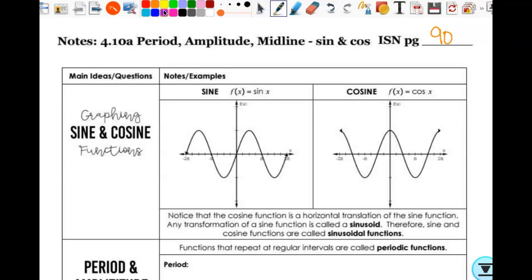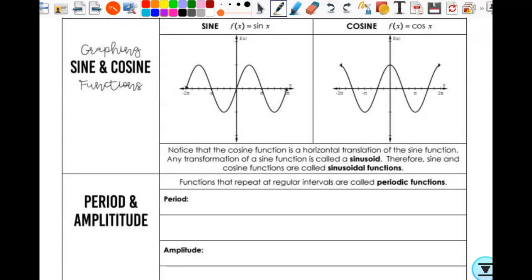And that sine and cosine, same graph, it's just that cosine is sine shifted over to the left a little bit, right? Pi halves to be exact. So they're both sine waves, like we talked about yesterday, even though one is called cosine, and it goes on to say here, notice that the cosine function is a horizontal translation of the sine function. Any transformation of a sine function is called a sinusoid. Therefore, sine and cosine functions are called sinusoidal functions. It's a fancy way to say sine functions, sinusoidal functions. They are periodic functions because they repeat periodically, okay?